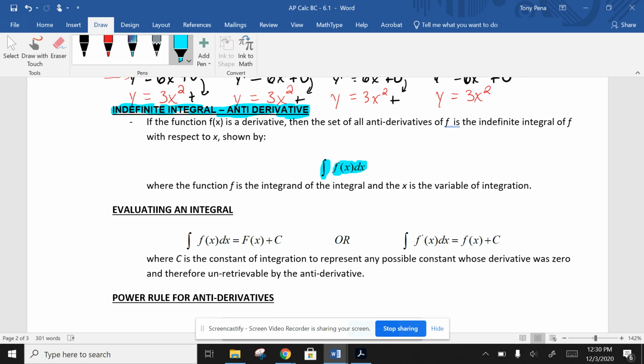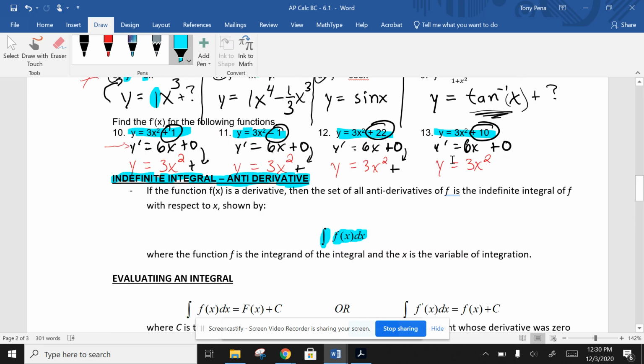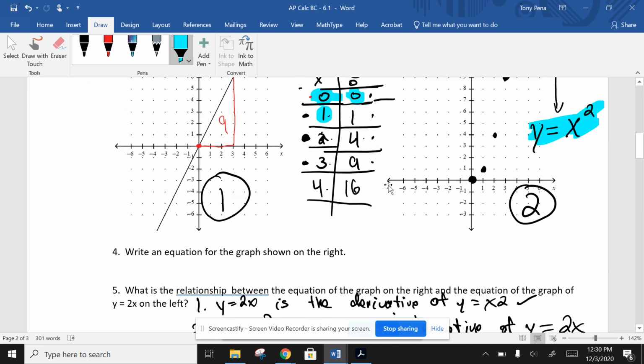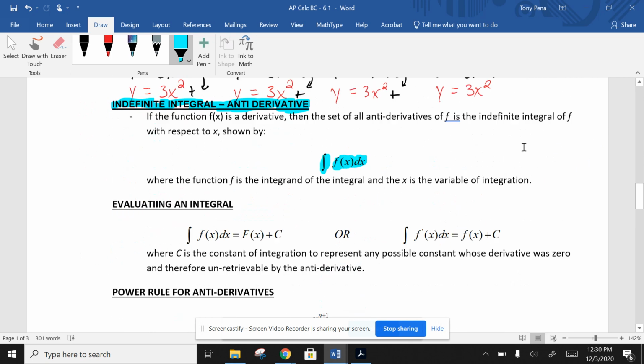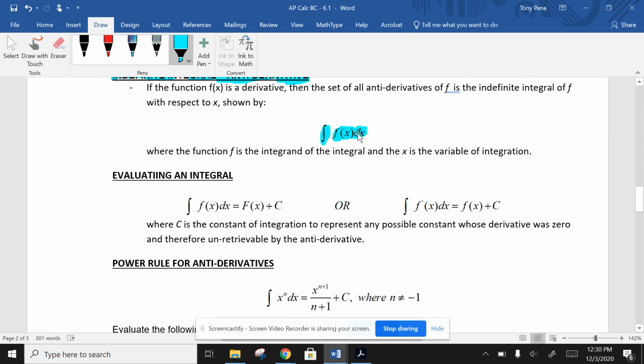Because what we showed on the front page, this is an indefinite integral because we didn't know what our upper limit was. I didn't give you that. And what we found on the front page is as I start to find the area underneath this curve, if I start evaluating this indefinite integral, that area gives us the antiderivative 100% of the time. All right. So whenever you see an indefinite integral, it's just asking you for your antiderivative.